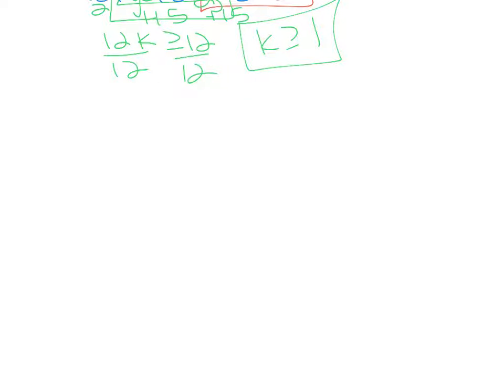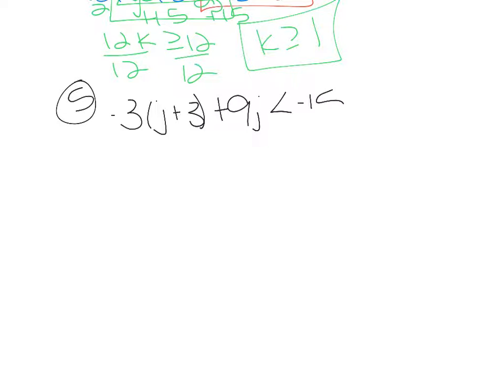Okay, let's try this one, number 5. Negative 3 times the quantity j plus 3 plus 9j is less than negative 15. Kind of like the last one, to get rid of those parentheses to begin this process of simplifying, let's distribute that negative 3. Now you have to be careful. Make sure you distribute the negative 3 to both places. So I have negative 3j minus 9, and then a plus 9j is less than negative 15.